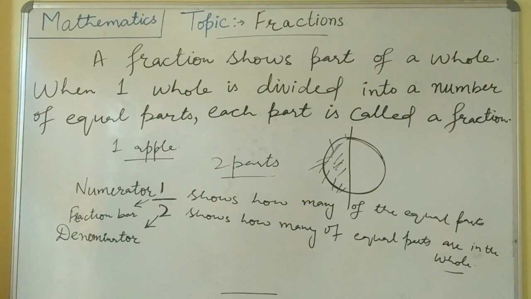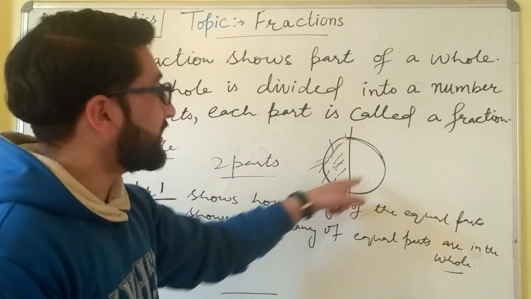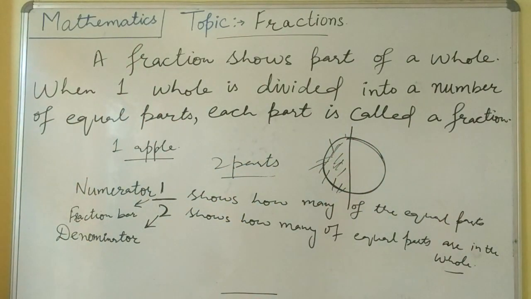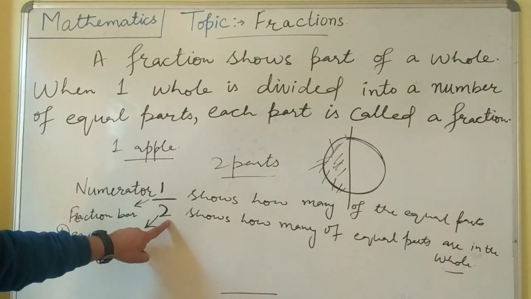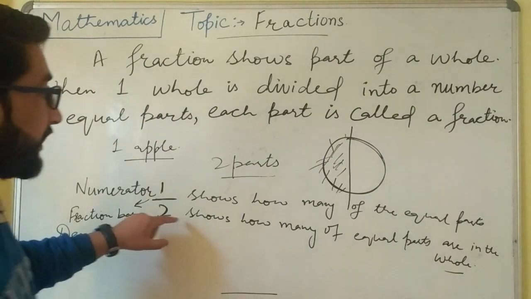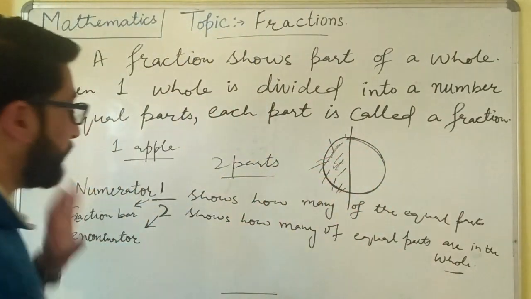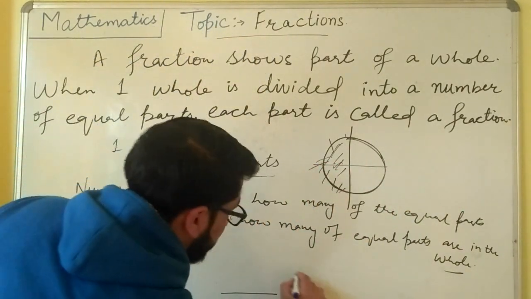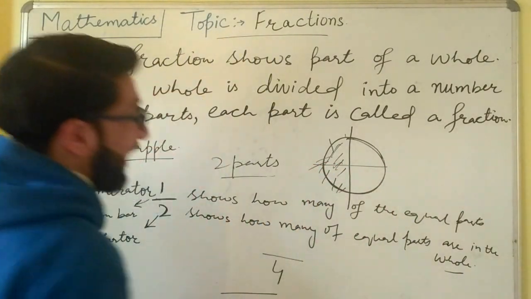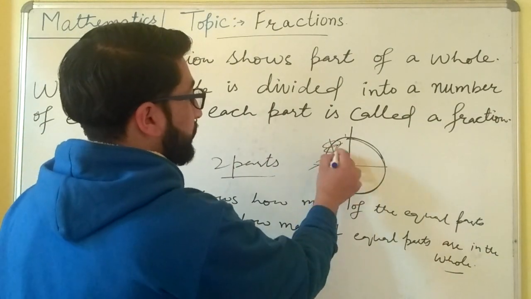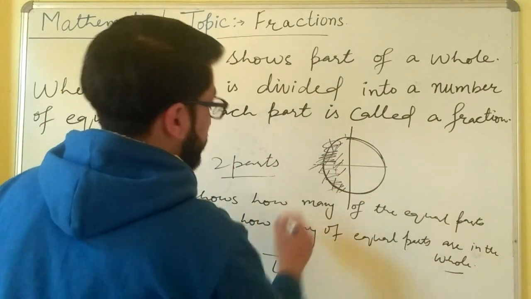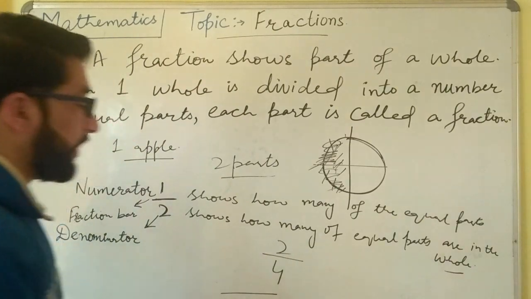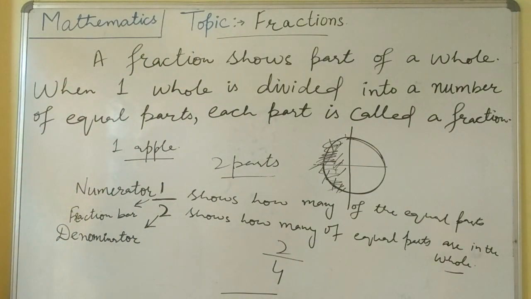So we have divided this apple in two equal parts. So we have written our denominator as 2 because we have divided this apple in two parts. If we would have divided this apple in four parts, our denominator would have been 4. And how many parts did I give to my friend? That is 1 and 2. So our fraction would have been 2 by 4.